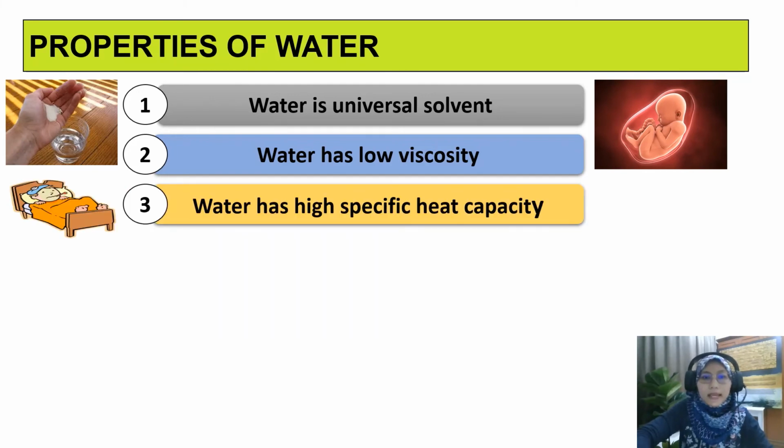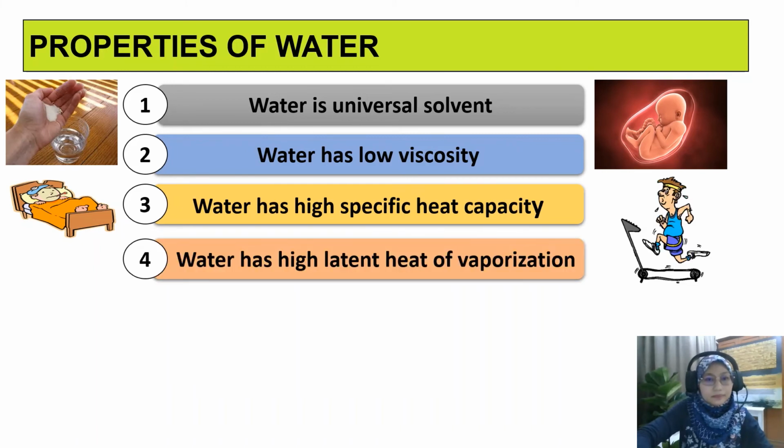Third, water has a high specific heat capacity. Water can act as a heat buffer or heat insulation, and can also stabilize the ocean temperature and moderate temperature on Earth. Fourth, water has a high latent heat of vaporization, which enables excess body heat to be released to the surroundings through sweating, which gives a cooling effect called evaporative cooling.